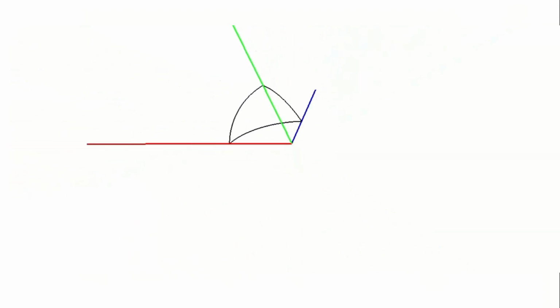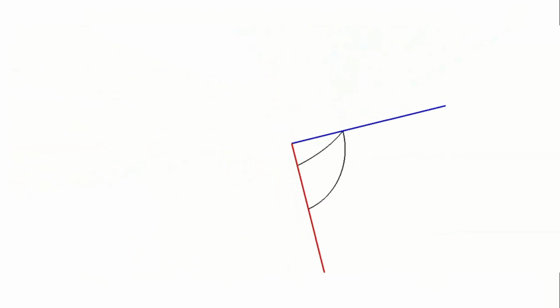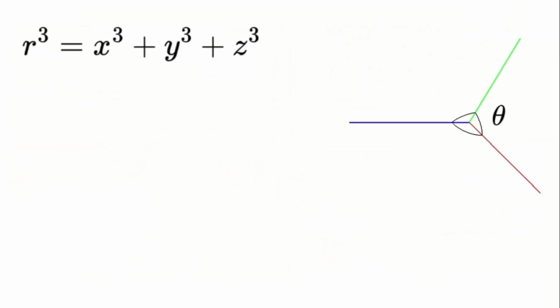If we extend the Pythagorean theorem into three dimensions under this framework, it might look like this. The cube of x plus the cube of y plus the cube of z is equal to the cube of r. At first glance, this may seem unconventional, but if the angle is measured between three lines at the same time, this equation could make sense.